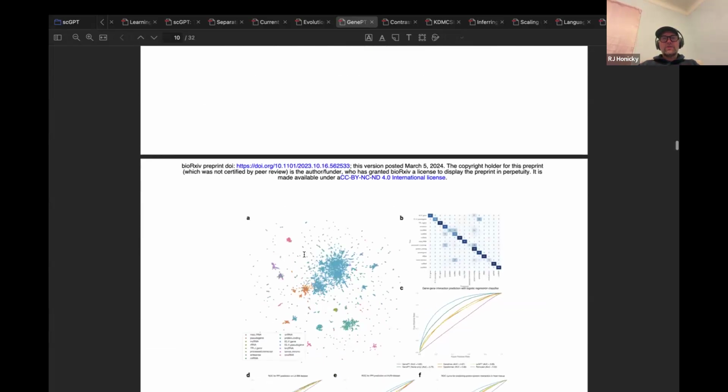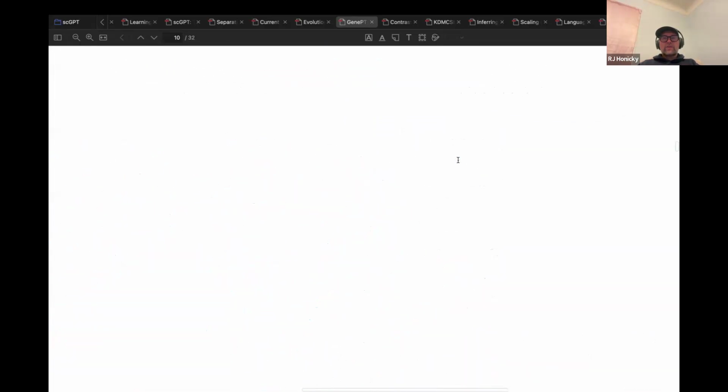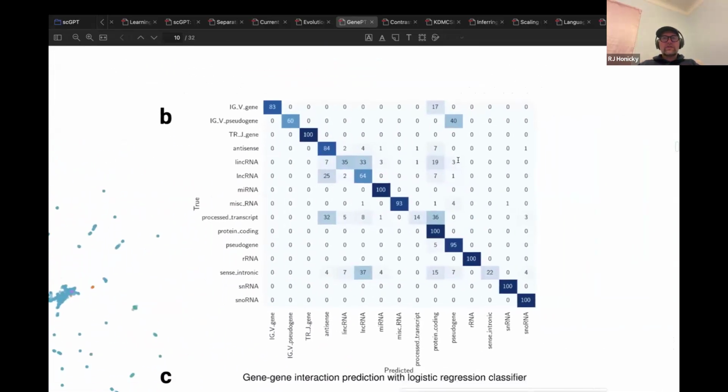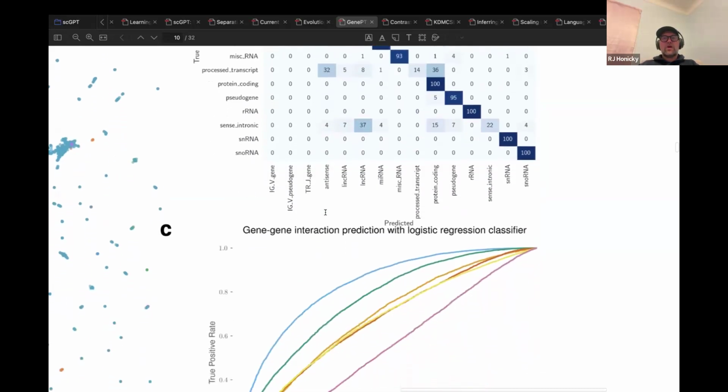Okay, and then they have the results here. So they have this confusion matrix, and you can see it gets a lot of stuff right. It looks like this protein coding one, which I think is one of the main things you actually care about for RNA expression, has a lot of errors: it thinks that a lot of things are protein coding when they're not. I don't know what this processed transcript means, but that one gets wrong a lot.